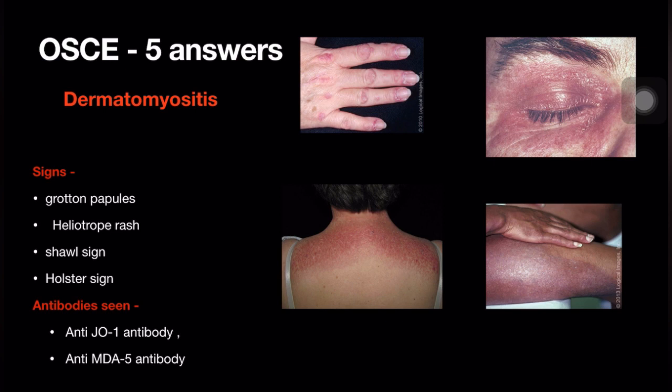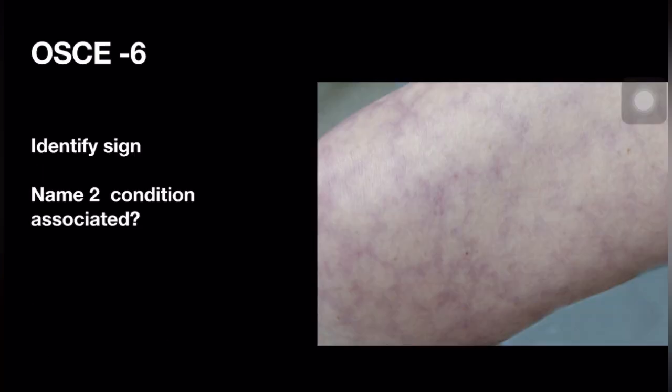This is dermatomyositis. The first image you can see is of Gottron papules. Second is heliotrope rash present over the eye. Third is shawl sign and V sign seen around the neck, and holster sign, that is seen around the thigh. Autoantibodies seen are anti-Jo1 and anti-MDA5. Dermatomyositis is a paraneoplastic disease.